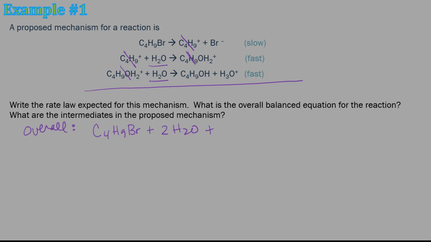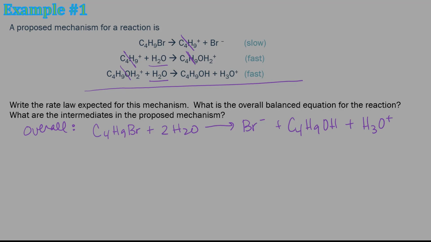And then I'm going to get, oh, that's it for reactants. And then I'm going to get bromide, C4H9OH, and then H3O plus. So that's my overall reaction. You need to check to make sure that it's balanced, but this one is.